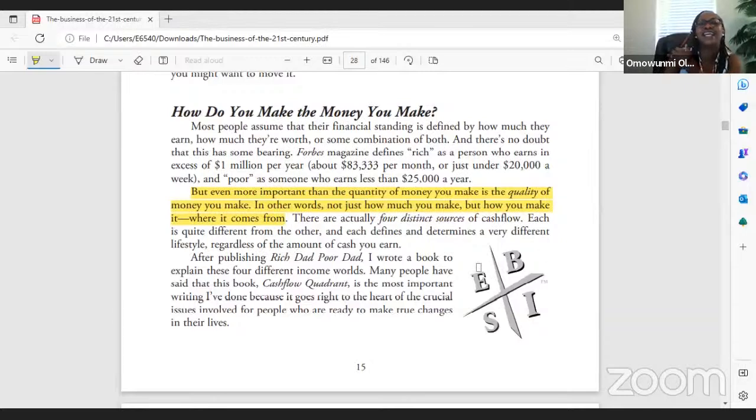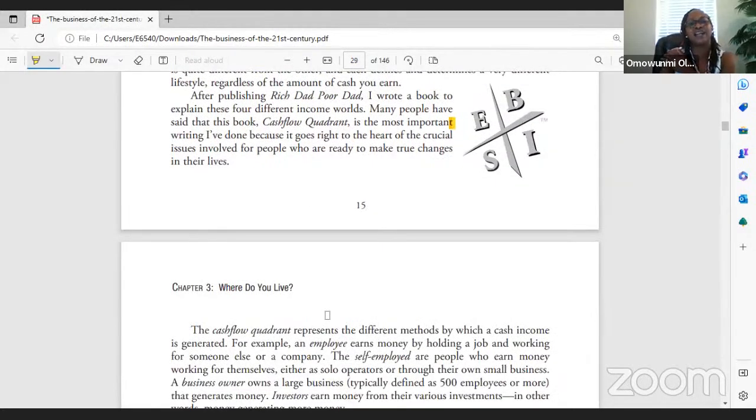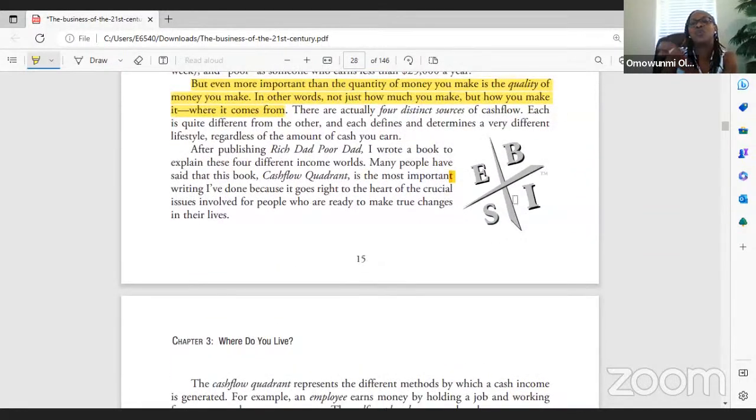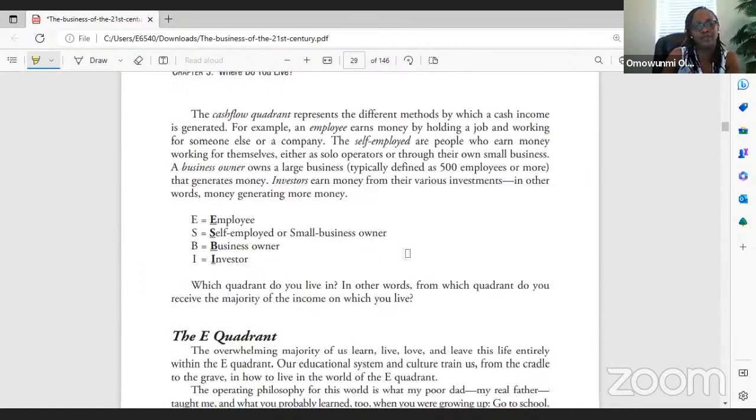And then he reviewed again the cash flow quadrant. How many of us have heard about the cash flow quadrant? Basically, he's talking about the four quadrants of how people are making money.